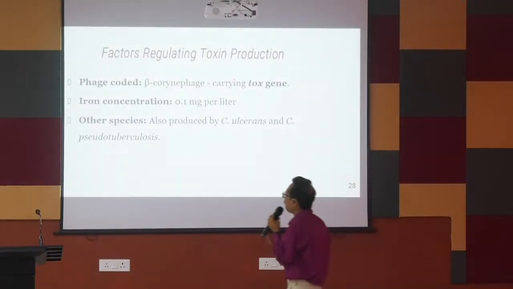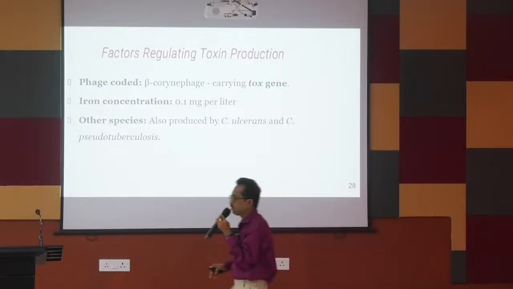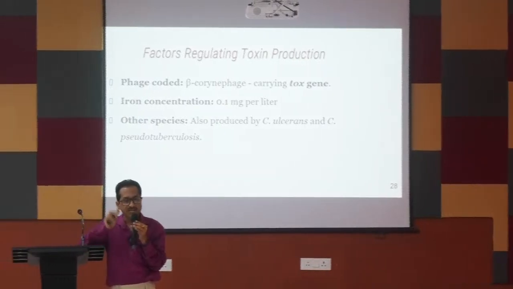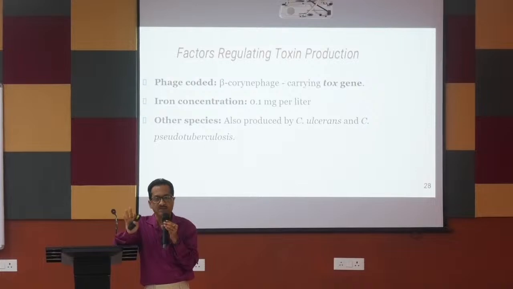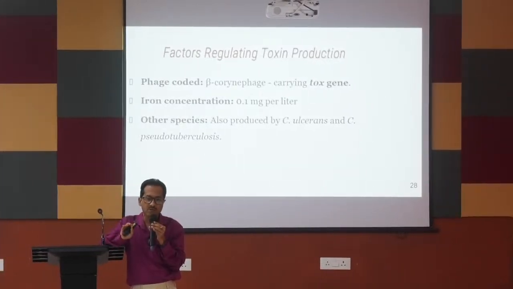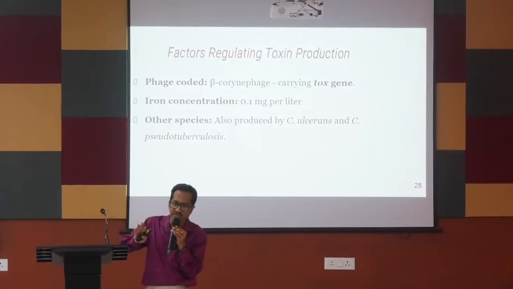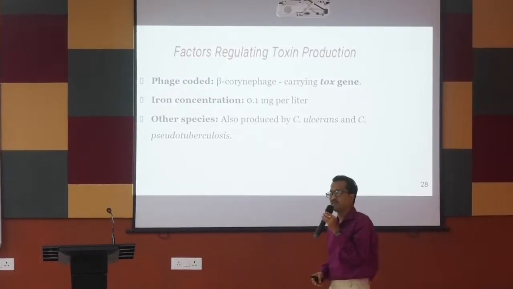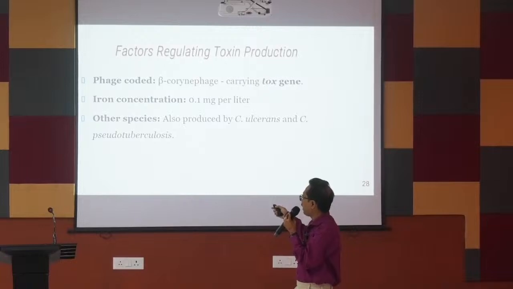Next, the toxin is phage coded, beta corynephage. Phage coded means that it is a corynephage, a virus. While it is in the Corynebacterium diphtheriae bacilli, it is toxigenic. If the corynephage goes out of the bacillus, the Corynebacterium diphtheriae becomes non-toxigenic. So this tox gene, the virulence factor, is only expressed when it is infected with corynephage, a phage virus. So that is called phage coded.